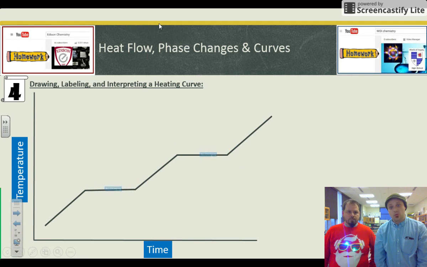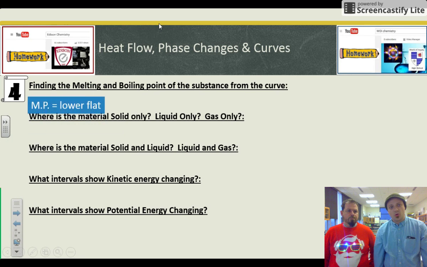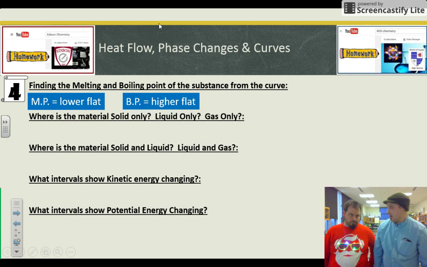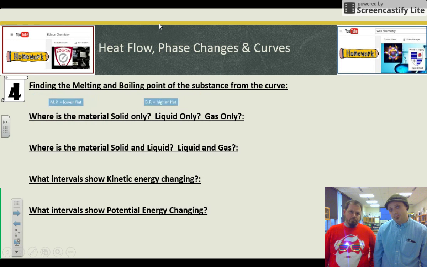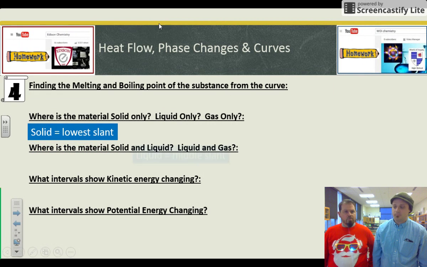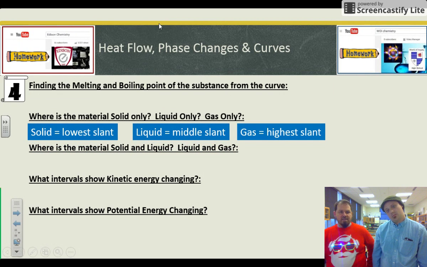Yeah. So let's see what else we got here. We just got to fill in these pieces. Fill in these parts. So the important points on the graph are the melting point and boiling point. Those are the flats. The lower flat's got to be your melt. The higher flat's got to be your boil. And then there's the phases. The lowest slant is always solid, the middle slant is liquid, the highest slant is gas. It's actually the same for both curves.